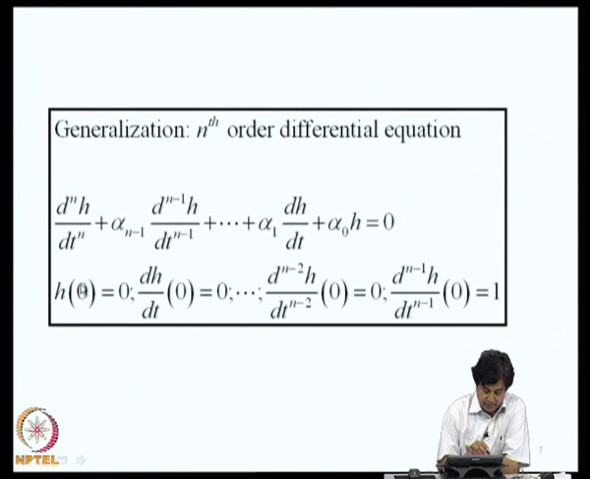The impulse response of this system is given by the free vibration response of the system under these set of initial conditions. Here the field variable h and its first n minus 2 derivatives are 0 at t equal to 0 and the n minus 1th derivative is unity. So, if you solve this differential equation under these initial conditions, the resulting function will be the impulse response function for this nth order system.